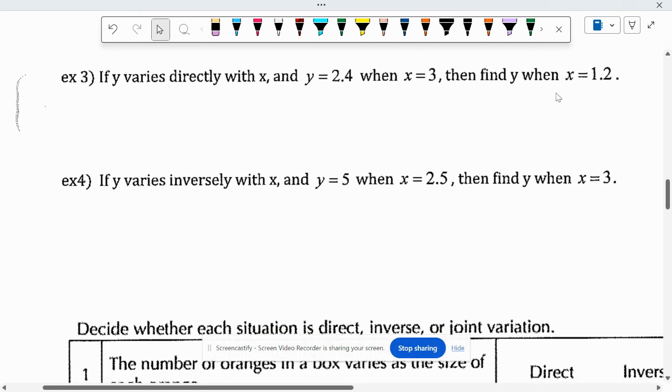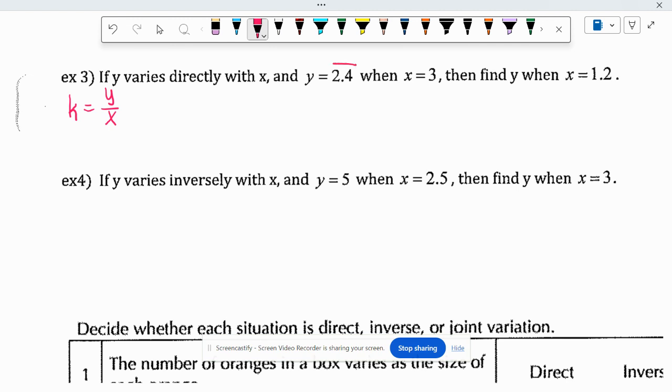Okay. So I have another direct variation and inverse variation. When we vary directly, we said that K equals Y divided by X. It says Y is 2.4 when X is 3. So what is K? Well, K equals 2.4 divided by 3. So someone grab a calculator and figure that out. 0.8.